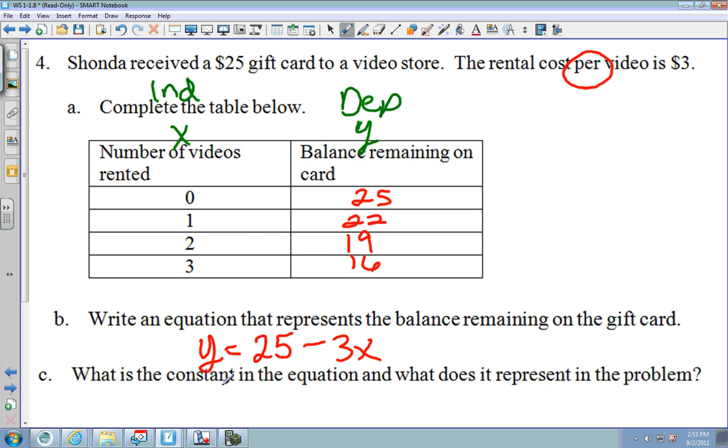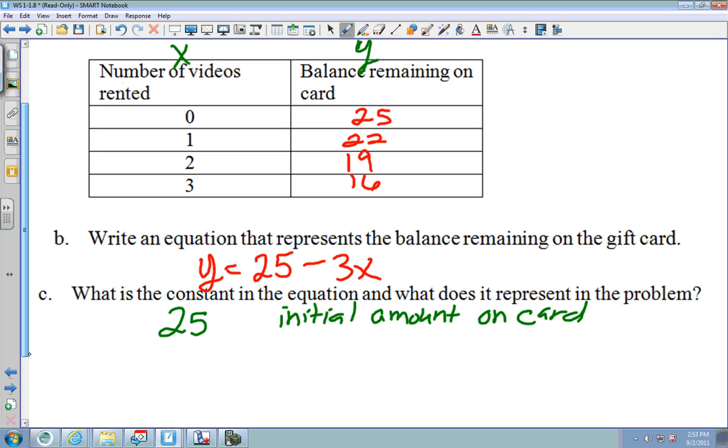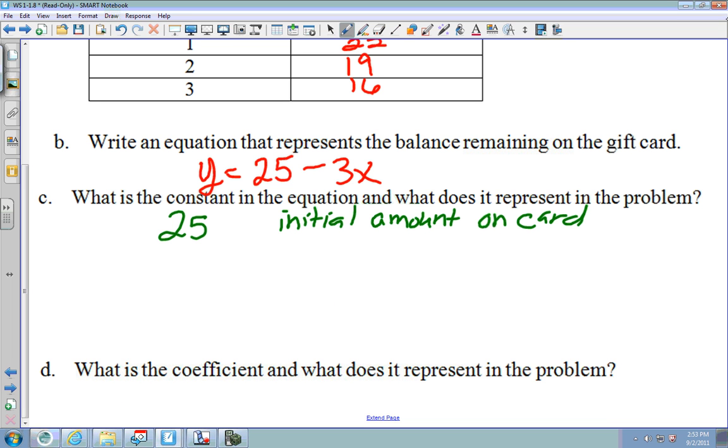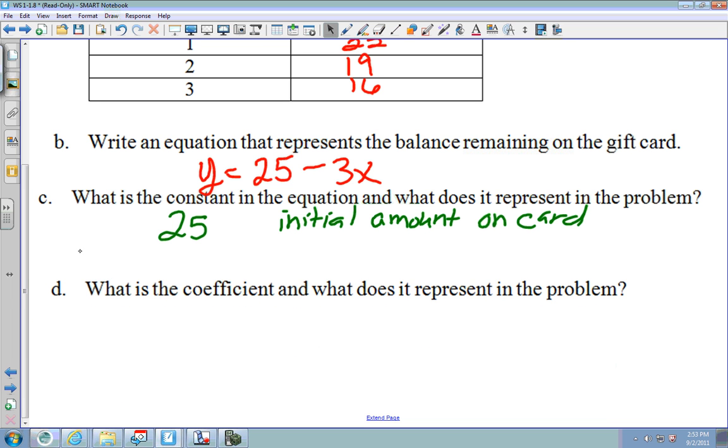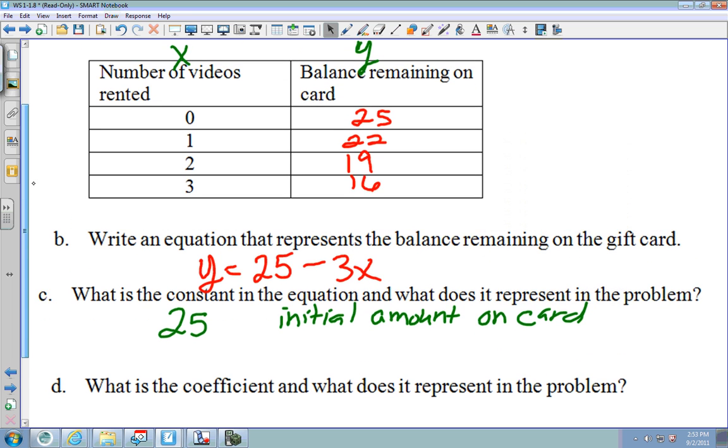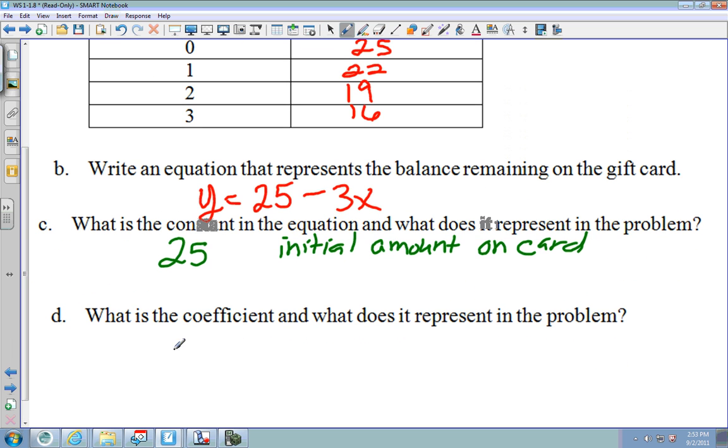In my equation, the constant is the thing that starts off with. It's the initial amount. Well, that's $25. That is the initial amount on the gift card. Okay, so now the coefficient, let me see if I can move this up a little bit. The coefficient would be 3. Well, what is that 3? That is the cost per video.